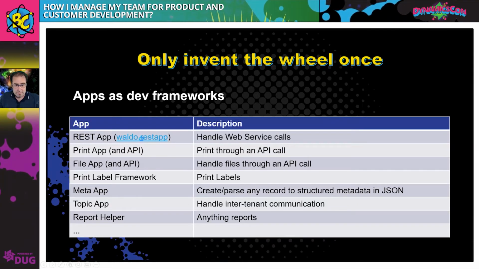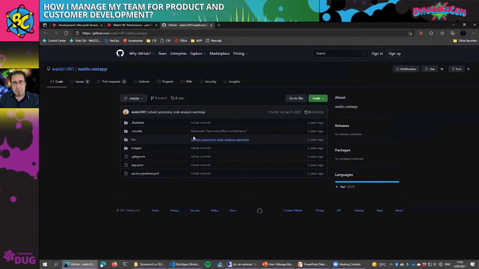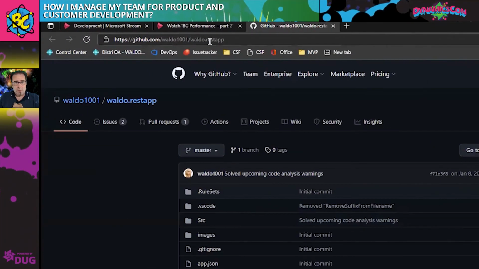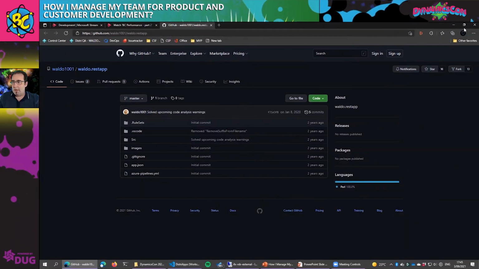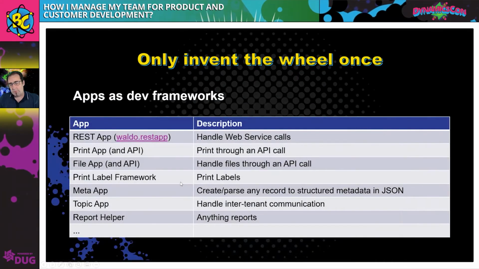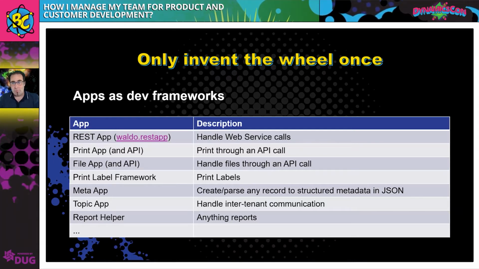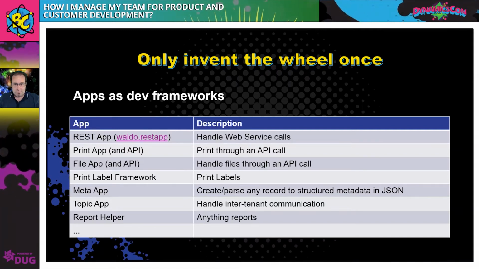I think I can click this now. Yes. So there is a GitHub repository, the Waldo 1001 waldo.rest app, which is actually just a bunch of code to make web service calls easier. I have a code example in a minute. But the same for the print app. Printing is always a problem, and automatic printing is a problem. And Microsoft comes with a universal print app and these kinds of things. Well, when Microsoft came with Universal Print, we already had our print app, and that's actually exactly what it does, being able to print through an API.